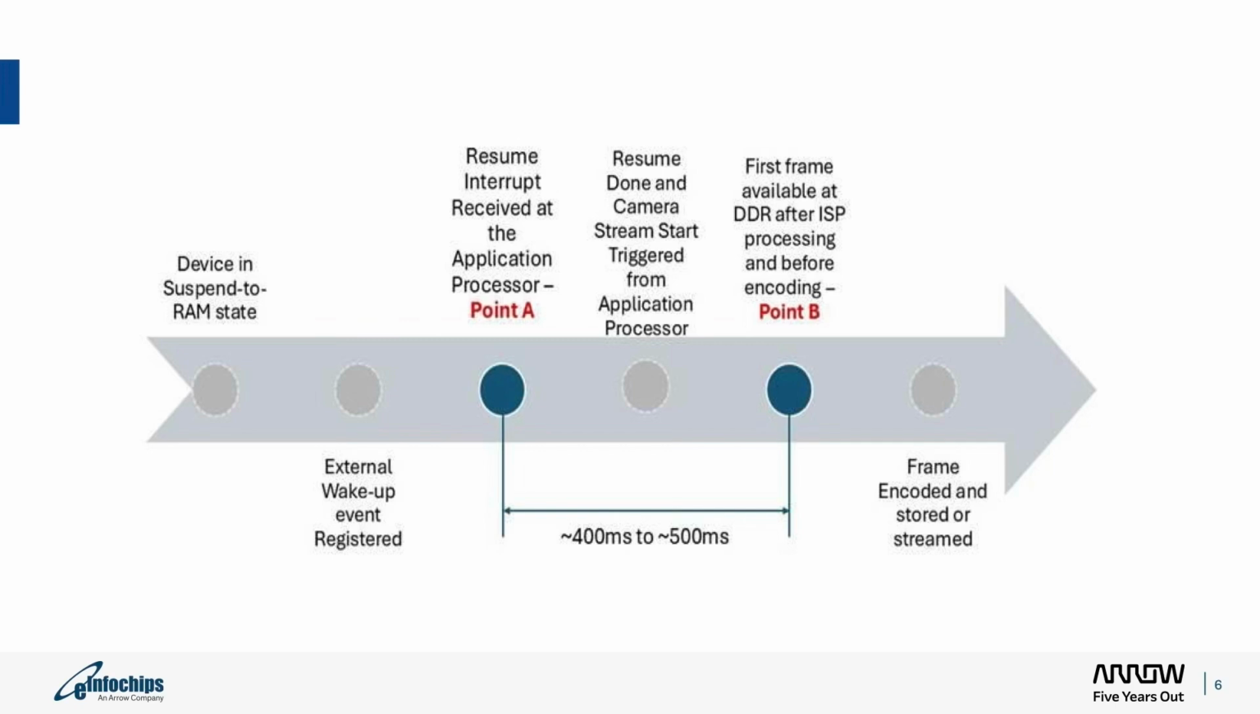While the device does not consume any current during the power off state, it consumes around 7 mA of current during the low power mode. In this demonstration, the RTC wake alarm was used to generate the external trigger event. The latency is measured between point A and point B shown here, where point A represents the moment the application processor receives the external trigger interrupt, and point B represents when the first frame becomes available in the DDR.